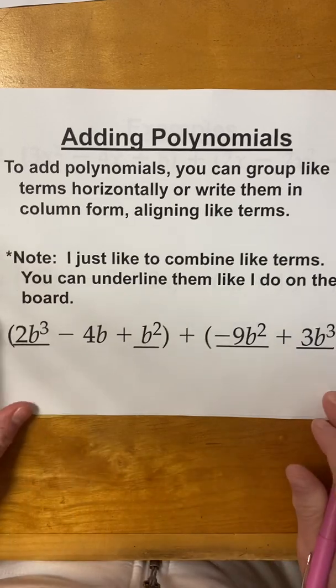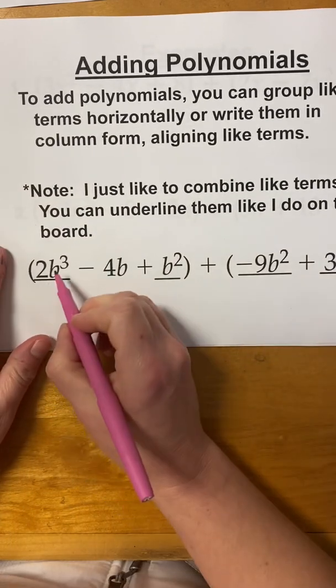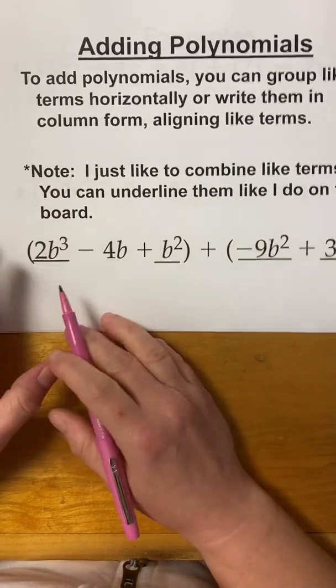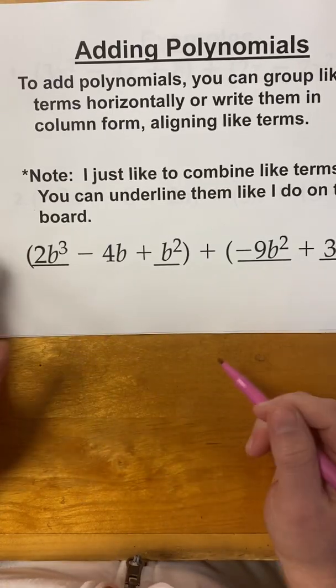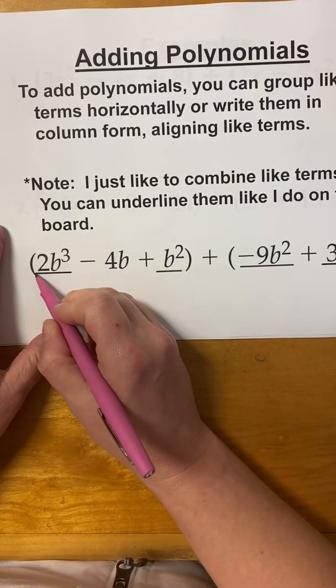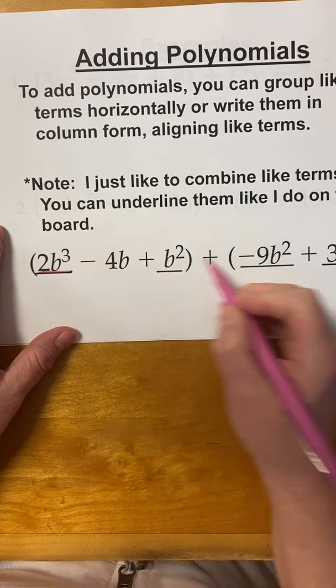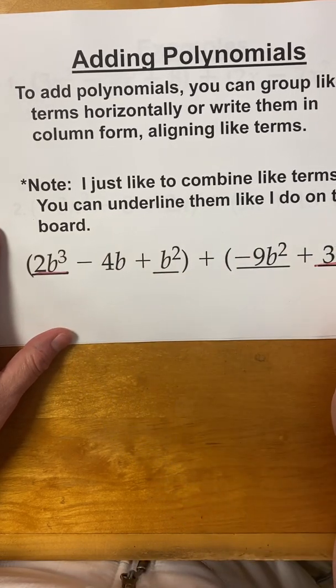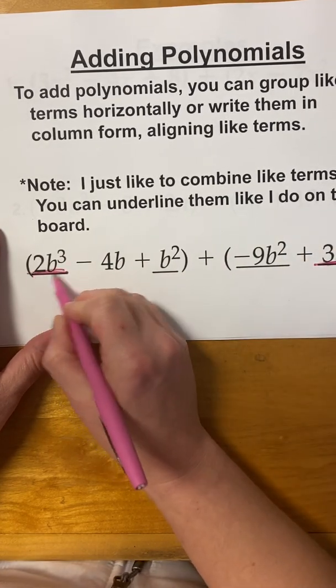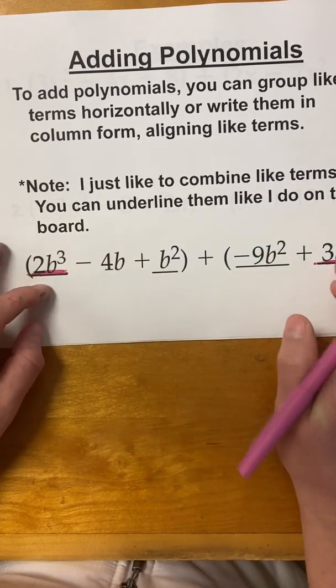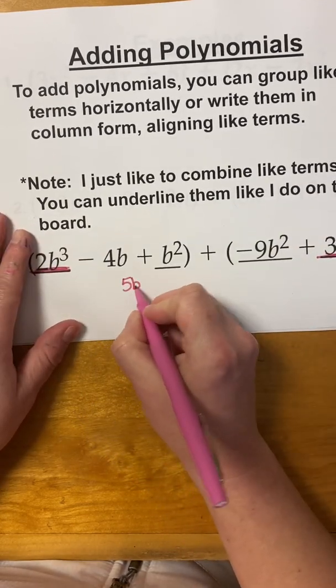So if we look at this example right here, look for the biggest exponent first. That way when you do it, your answer will be in standard form. So you have 2b cubed, which I can add with 3b cubed because they're both b cubed, so they're like terms. 2 and 3 would be 5b cubed.